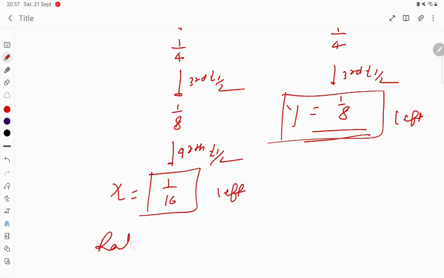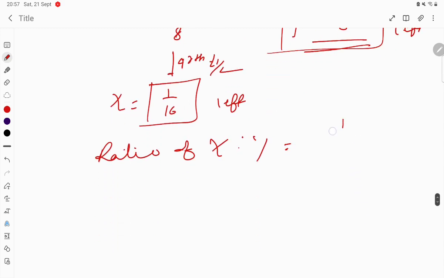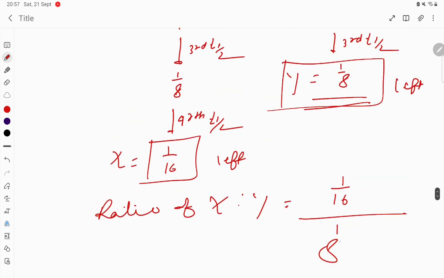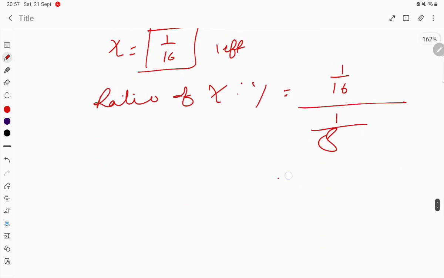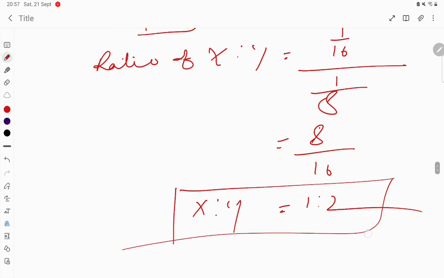So the ratio of X to Y is 1 by 16 divided by 1 by 8. If you take the reciprocal, it will come to 8 by 16, which is equal to 1 by 2. So the X to Y ratio is going to be 1 by 2.